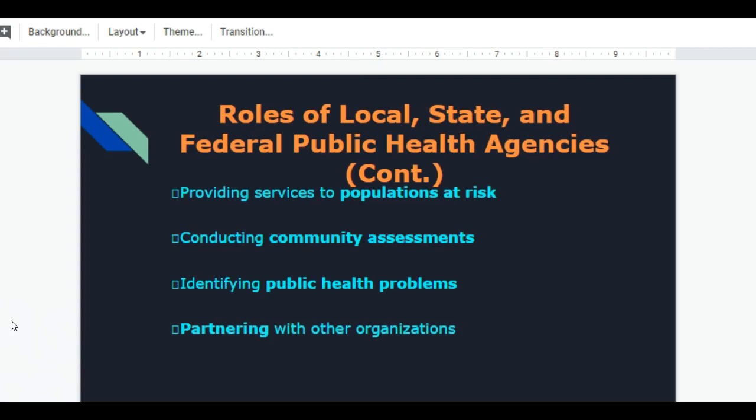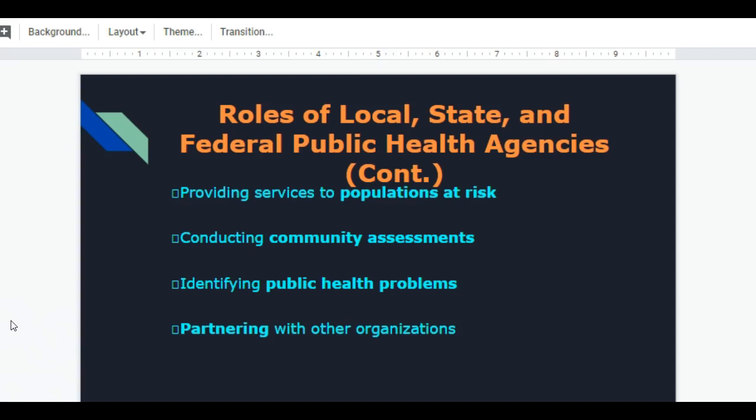So here's just a continuation slide of roles and responsibilities of local, state, and federal public health agencies. Agencies also provide services to populations at risk or populations with limited access to care. In this course we'll talk about the Falls Community Health Center of Sioux Falls, South Dakota. This community health center, luckily, is housed within the Department of Health of our city and has a federally funded clinic that provides services for a sliding fee scale.